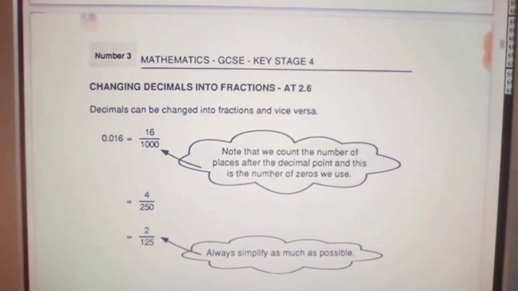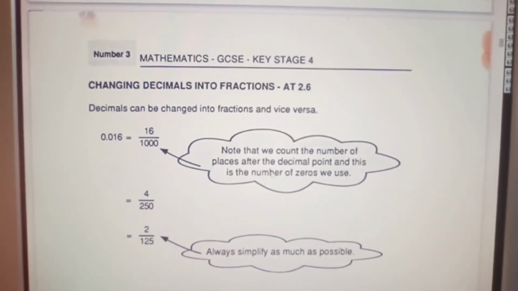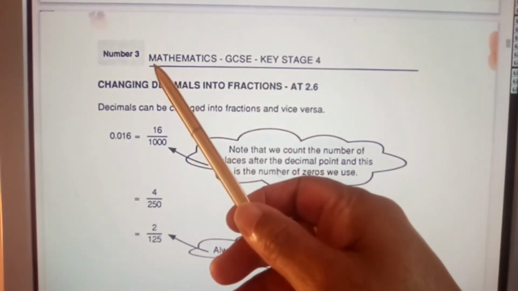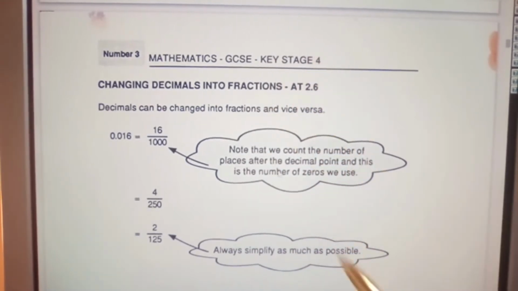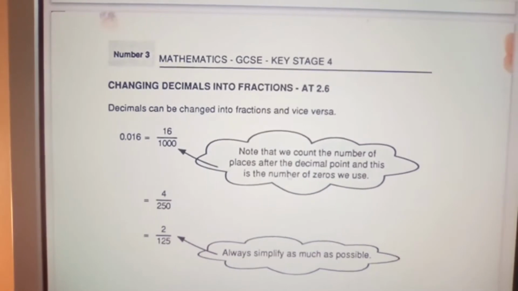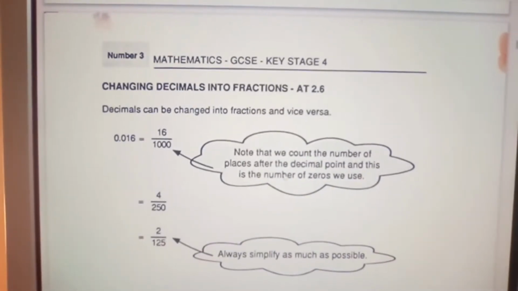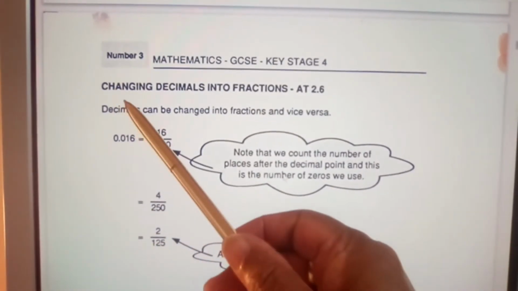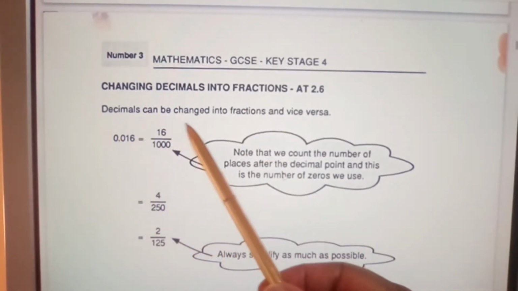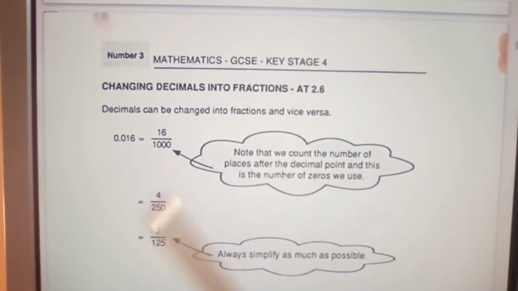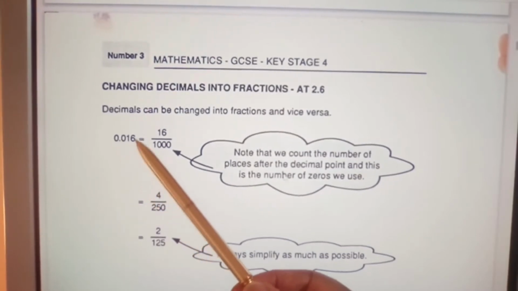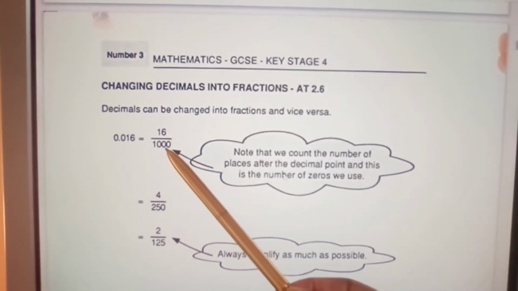Okay. Now what I want to do is continue with maths, GCSE mathematics, key stage 4, or level 4 if you prefer. What we're going to look at today is changing decimals into fractions. Decimals can be changed into fractions and vice versa. So here we have a decimal, 0.016 equals 16 over 1000.